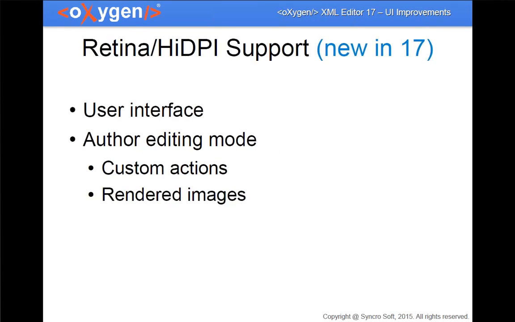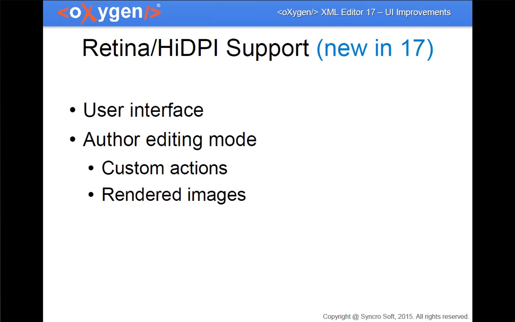Yet another new feature in 17 is the Retina support, or the support for high pixel density displays. This support is available in the user interface. As I said in the beginning, we have new icons, a special set of icons developed for Retina displays. Again, a great amount of work has been done in this area, so oXygen can look very nice on high pixel density screens.